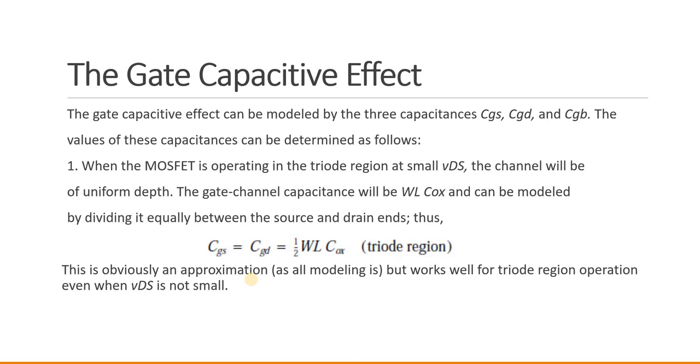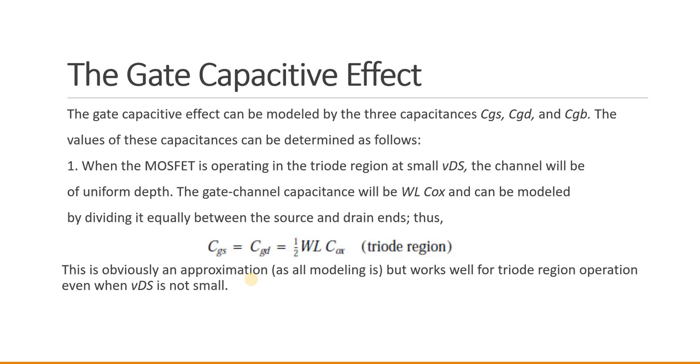Next, let us see in detail the gate capacitance effect. The gate capacitive effect can be modeled by three capacitances: gate-source, gate-drain, and gate-body. The values of these capacitances can be determined as follows. The MOSFET operates in three different regions: cutoff, saturation, and triode. In the triode region, the MOSFET operates at very small VDS, so the drain-to-source voltage is very small.